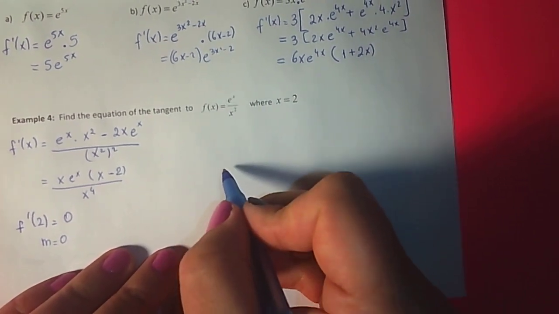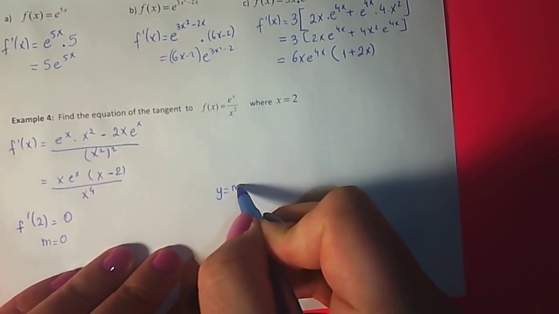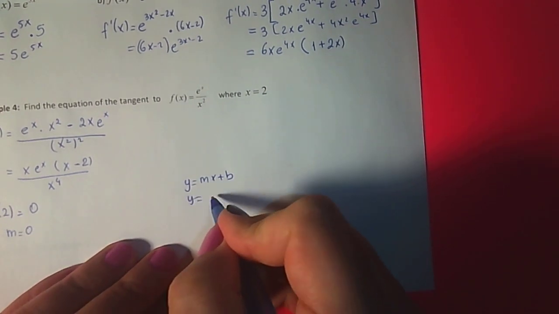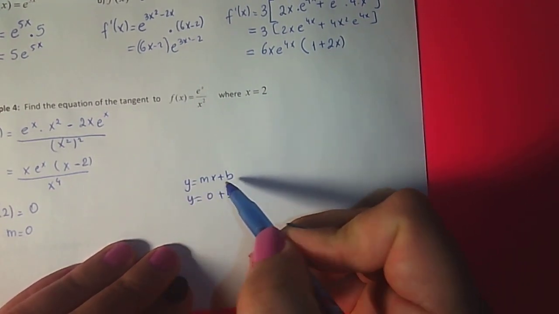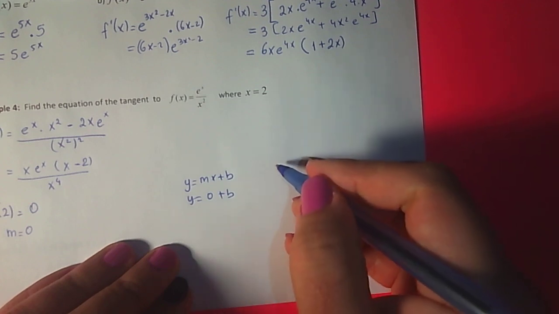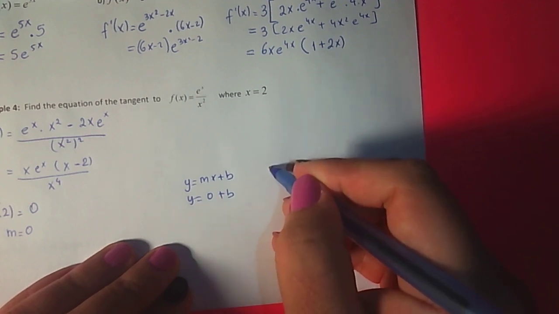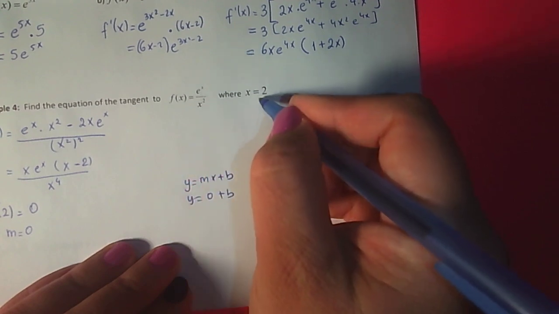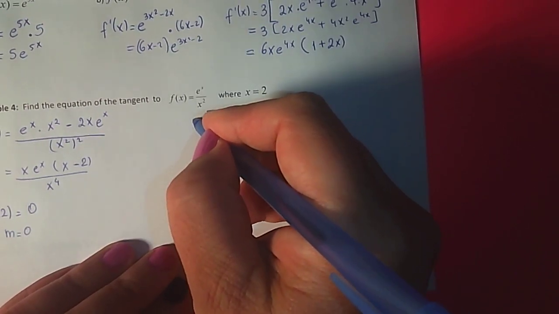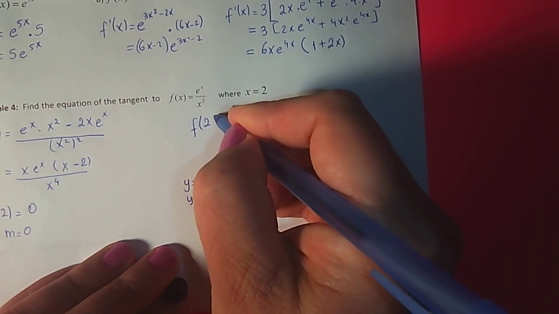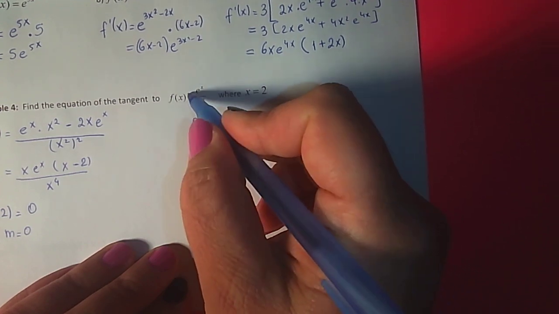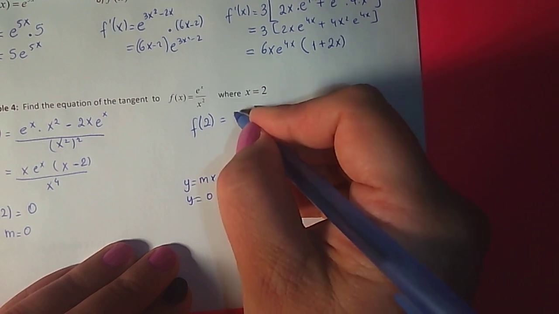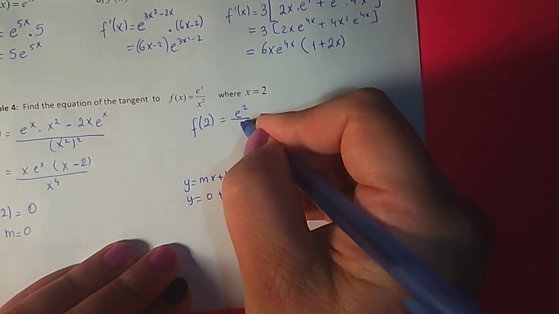So then we need to write the equation y equals mx plus b. So we know that slope is 0, but looks like we need to get the b value. So let's remember, we need to substitute a point here. Okay, so we know that the x coordinate of the point is 2, but we need the y coordinate of the point. So let's substitute 2 in the original function to get the y coordinate of this point. So we get e squared over 4.